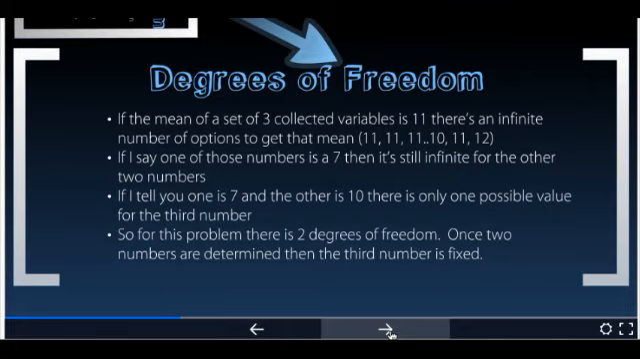Now, if you say one of those numbers is 7, then you still have an infinite number for the other 2 numbers. If you say one number is 7 and the other number is 10, you are now locked in, right? It's kind of like Final Jeopardy. You put in your answer, and you can't change it now. There's only one possible value for the third number. So for this problem, with 3 collected variables, there's 2 degrees of freedom. Once 2 numbers are determined, then the third number is fixed.